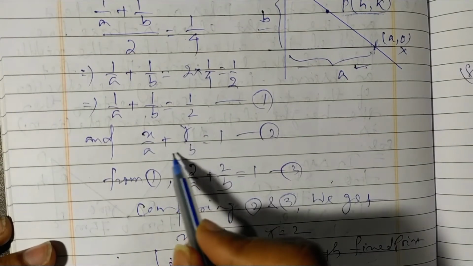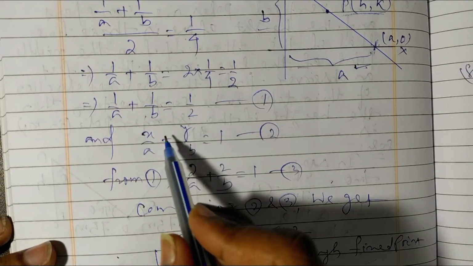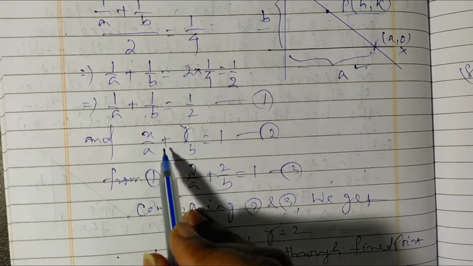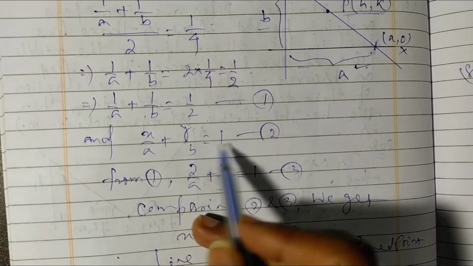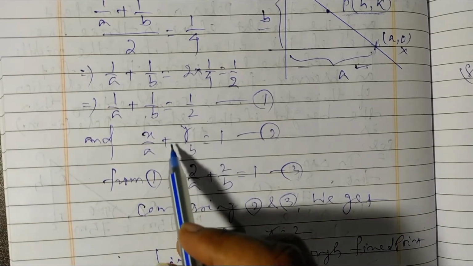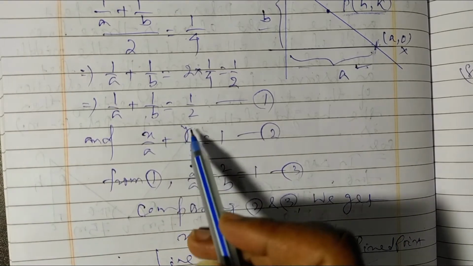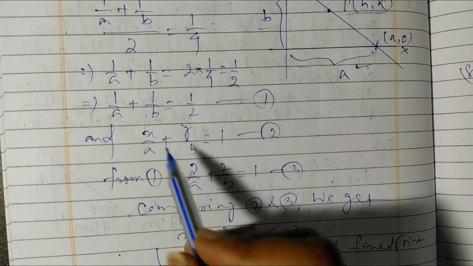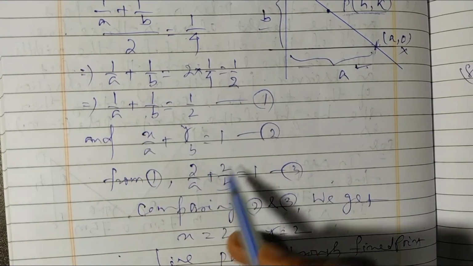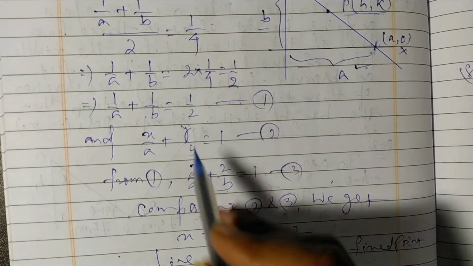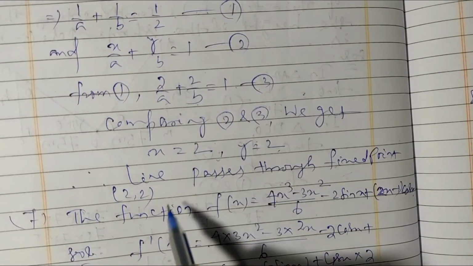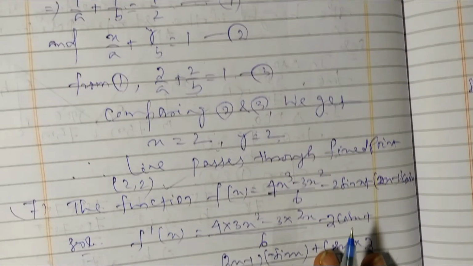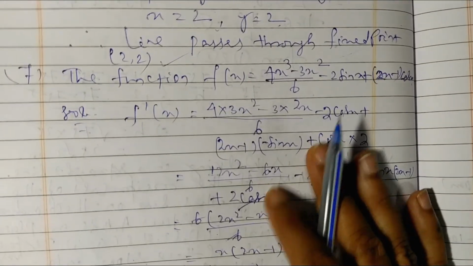And we also know that the intercept formula is x by A plus y by B is equal to 1. Then from equation 1, multiplying by 2 on the left side, that means 2 by A plus 2 by B is equal to 1. Comparing these 2 and 3, x is equal to 2 and y is equal to 2. So the line passes through the fixed point (2, 2). Then we will go to question number 7.